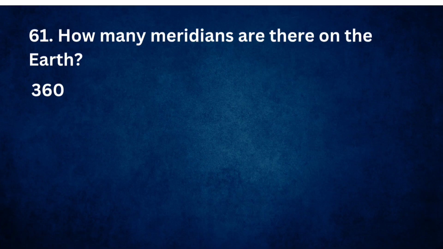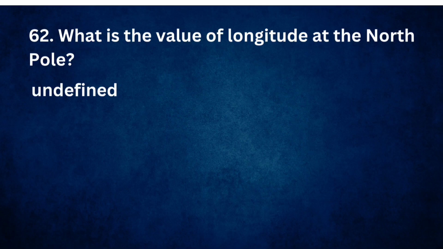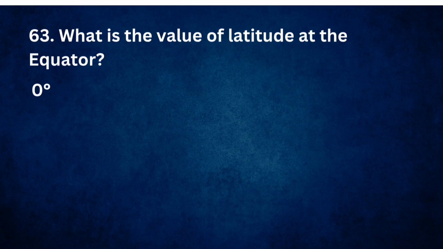How many meridians are there on the Earth? 360. What is the value of longitude at the North Pole? Undefined. What is the value of latitude at the equator? 0 degrees.